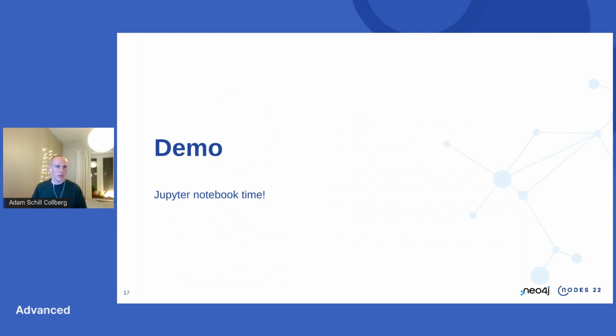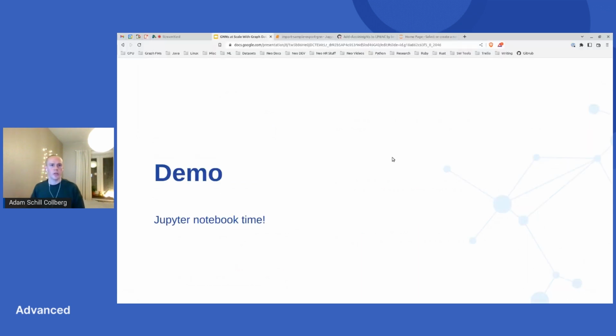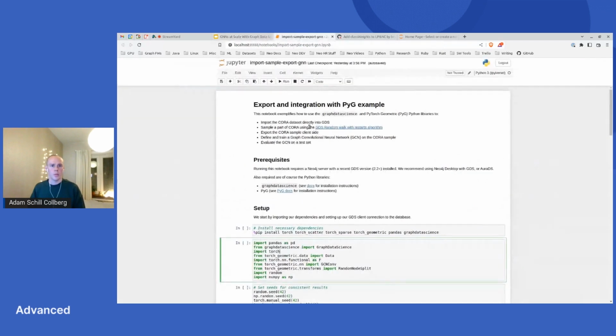Now let's have a look at a demo using a Jupyter notebook. So I'm going to switch here to a different tab. I believe this is the tab. Okay, so this is an example notebook that lives in the repository of the Neo4j Graph Data Science Python client, so you can access it there. You may have seen it already, so I'm going to go through it today with you.